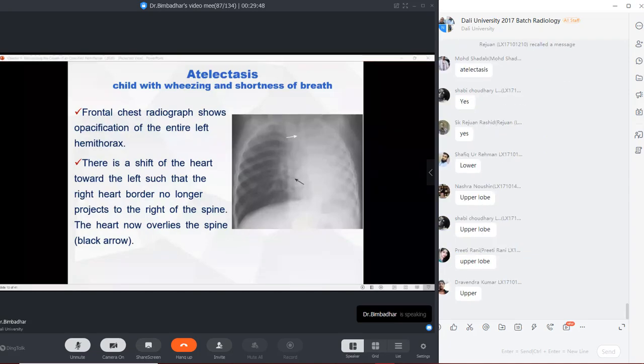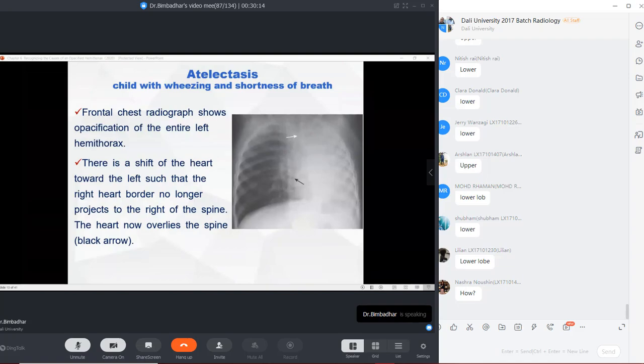Upper lobe. It is the lower lobe. Okay, it is the lower lobe, and there is a complete obstruction of the bronchus intermedius. Okay, bronchus intermedius, or let us say the lower lobar bronchus.